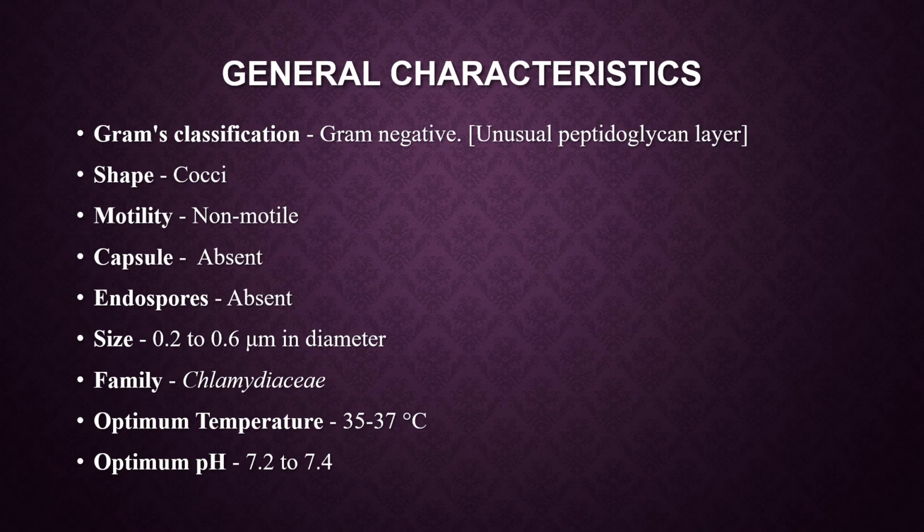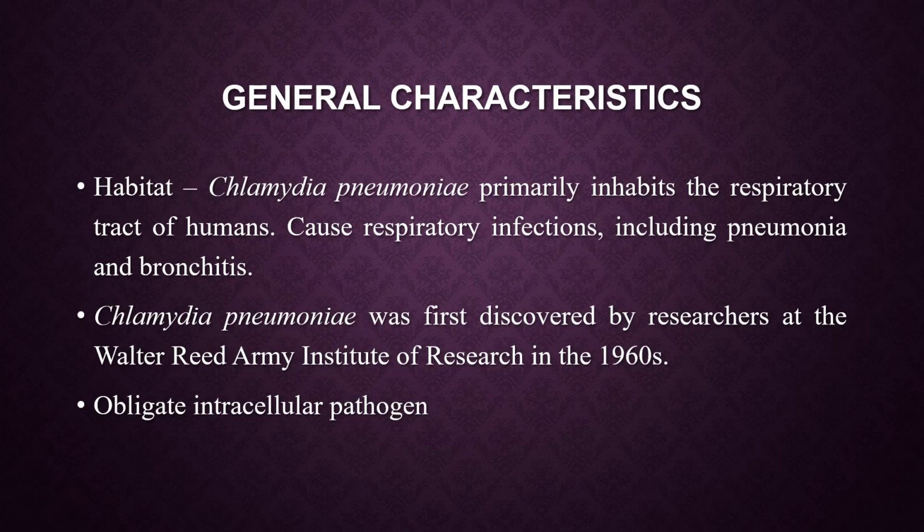Size: it ranges from 0.2 to 0.6 micrometer in diameter. It belongs to the family Chlamydiaceae. Optimum temperature: 35 to 37 degrees Celsius. Optimum pH: 7.2 to 7.4. Habitat: primarily present in the respiratory tract of humans. It is most commonly found in the epithelial cell lining.